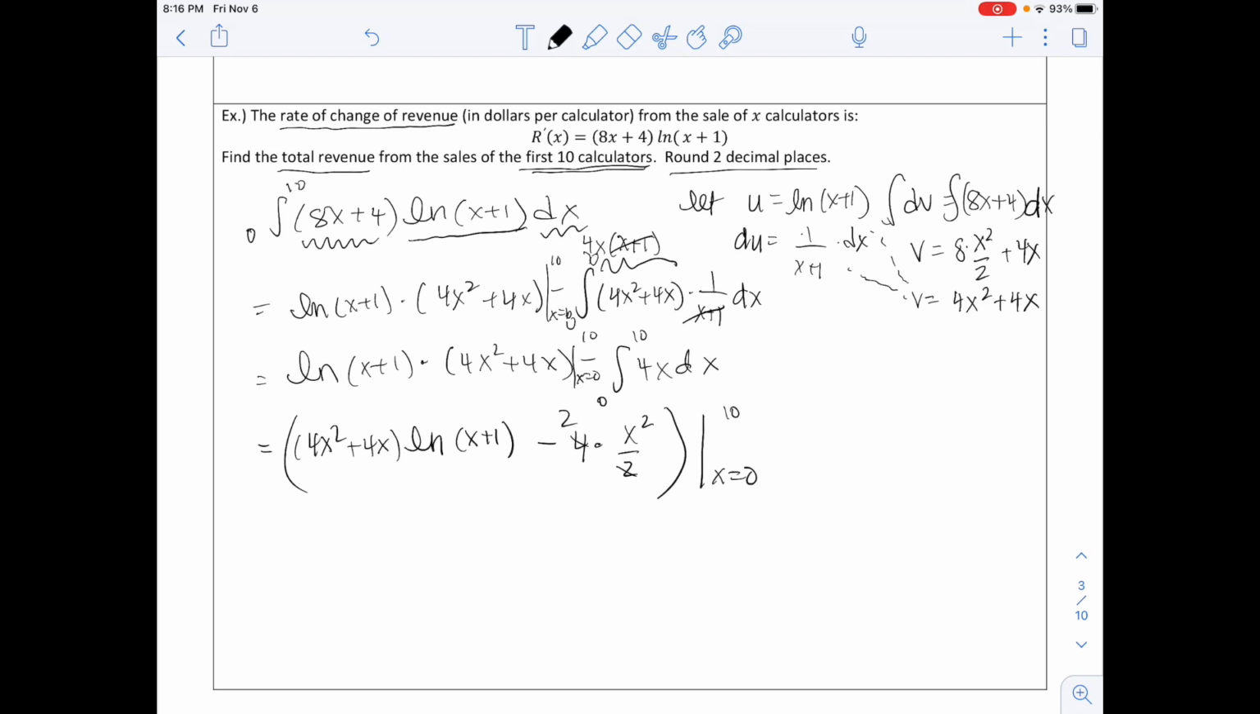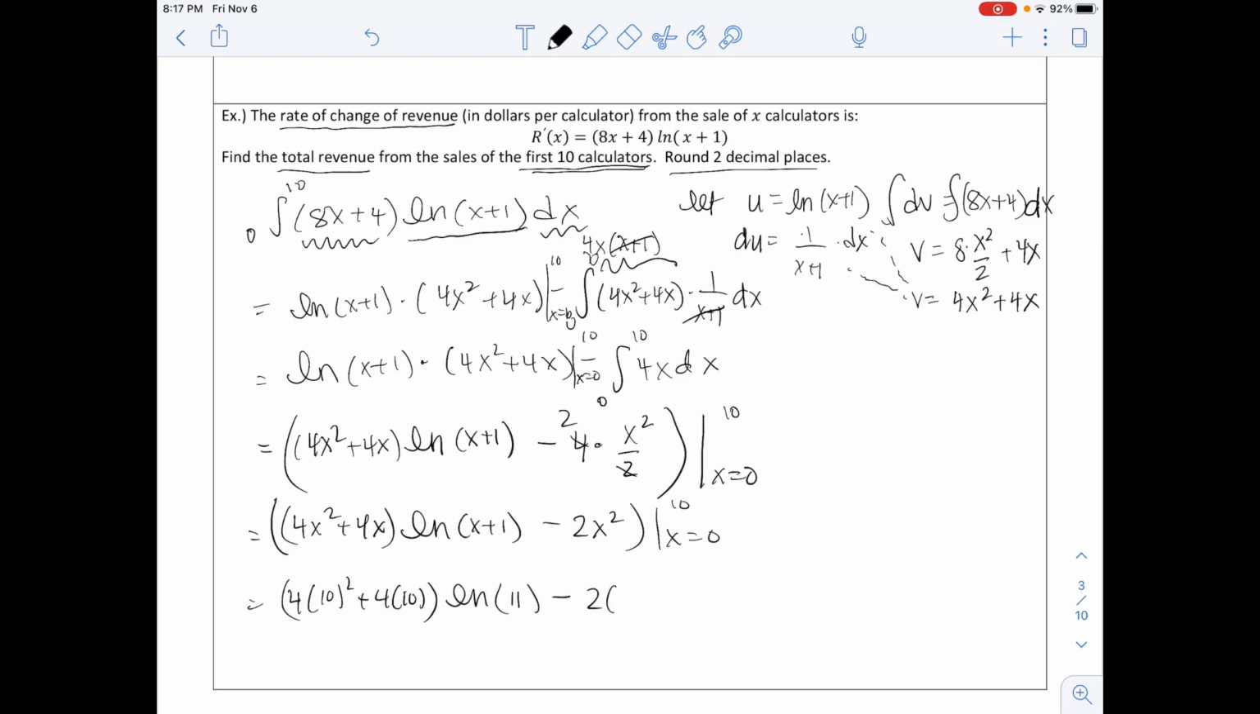I'm going to simplify this a little bit. And again, I end up with 4x squared plus 4x times ln of x plus 1, minus 2x squared, evaluating this whole thing from x equals 0 to 10. So substituting in 10, I'm going to end up with 4 times 10 squared plus 4 times 10, times ln of, and then 10 plus 1 is going to be 11, minus 2 times 10 squared. So that's evaluating my upper limit of integration.